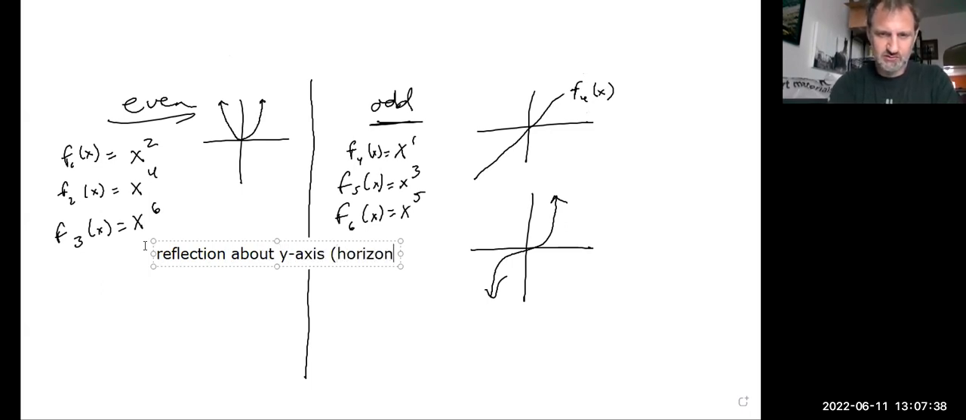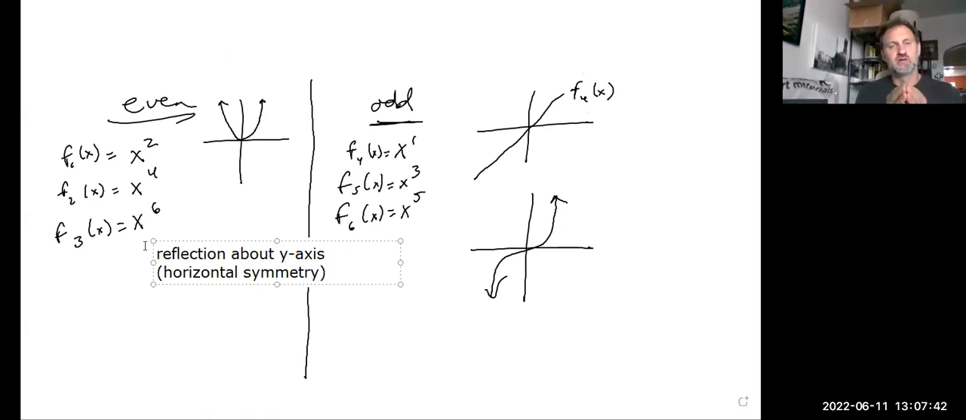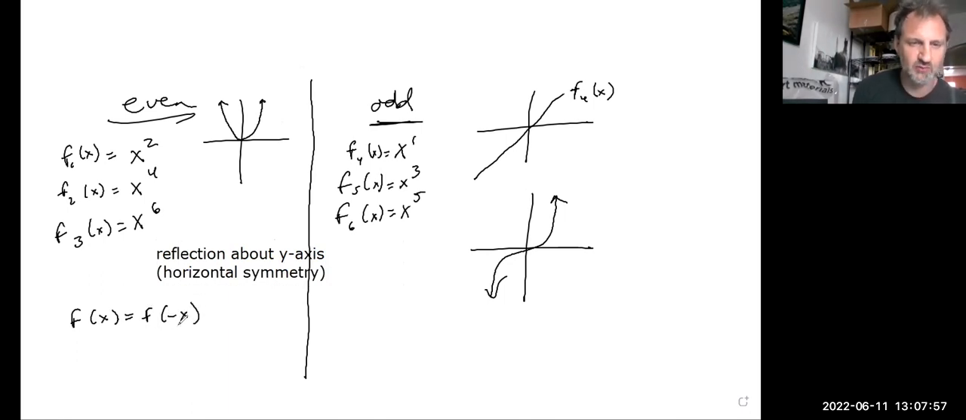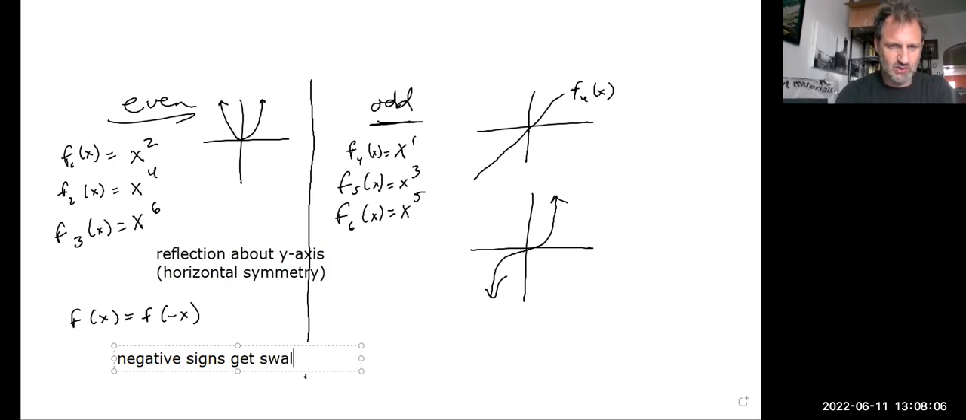which is a horizontal symmetry. So this is what happens when it doesn't matter whether you plug in a positive value or a negative value, you get the same thing, right? And I kind of mentally think of that as f of x equals f of negative x. When I put in a negative, it gets kind of swallowed up by the function. Negative signs get swallowed.